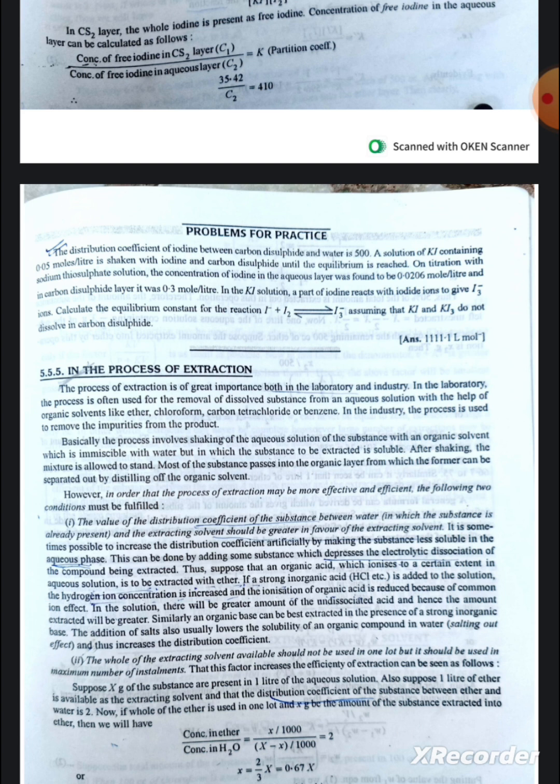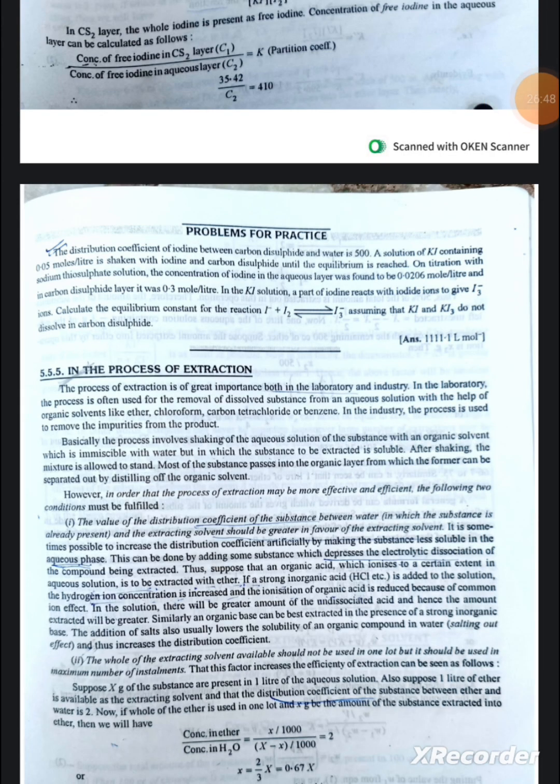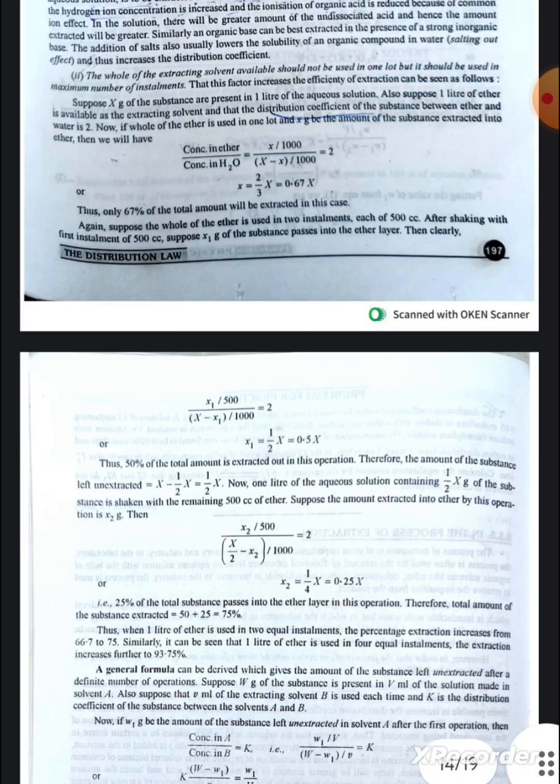Again, suppose the whole of the ether is used in two installments, each of 500 cm cube. After shaking with the first installment of 500 cm cube, suppose x1 gram of the substance passes into the ether layer, then clearly (x1/500) by ((X minus x1)/1000) is equal to 2, or x1 is equal to 0.5X. Thus 50% of the total amount is extracted out in this operation.